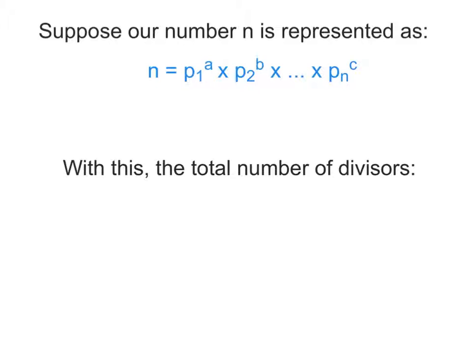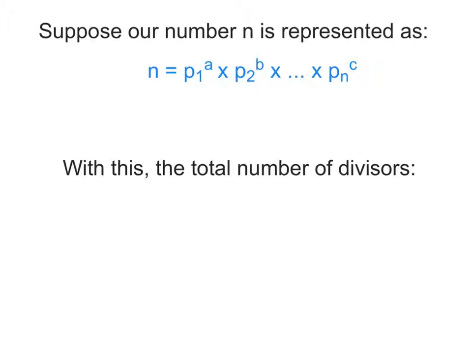Again, before we solve this problem, I'd like to review one principle when it comes to finding the number of divisors for a certain number n. Suppose our number n is represented as n equals p1 raised to the a power times p2 raised to the b power, and then times our last prime, pn raised to the c power. Notice what we're doing with our number n is the prime factorization. We get all of our primes and then we identify the number of primes that we have.